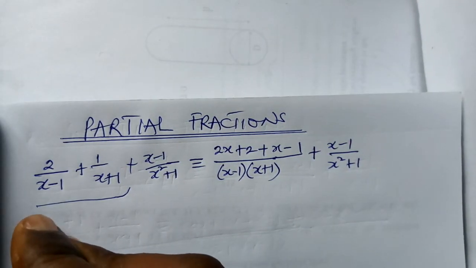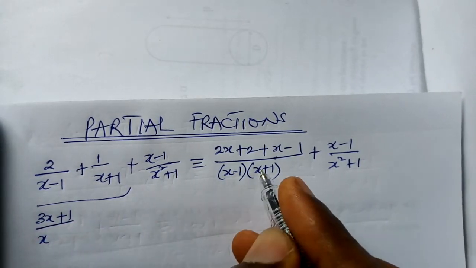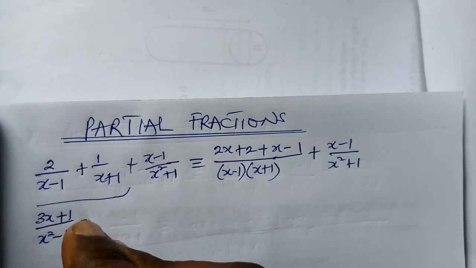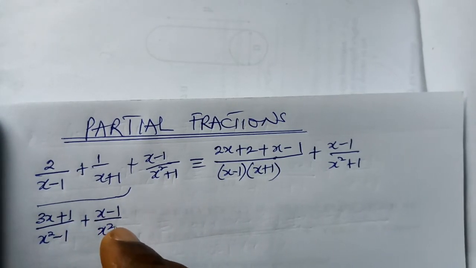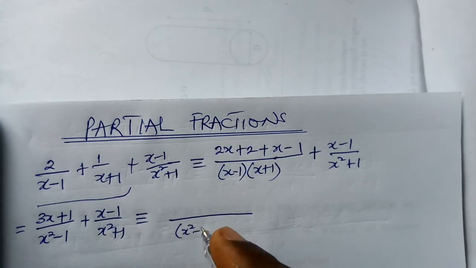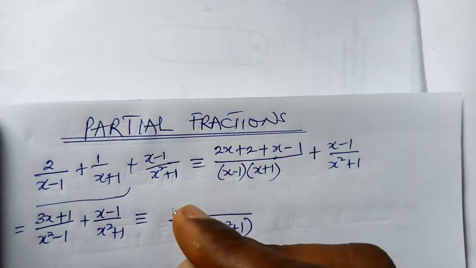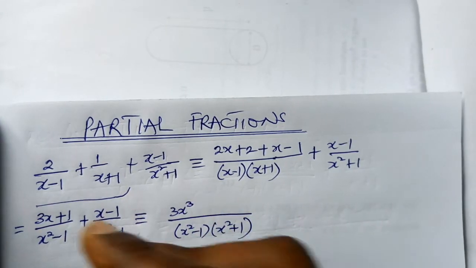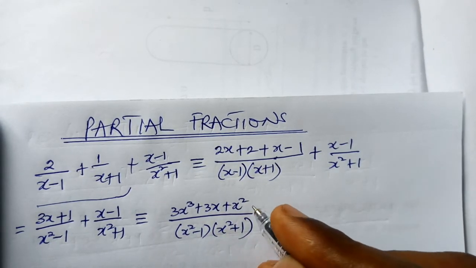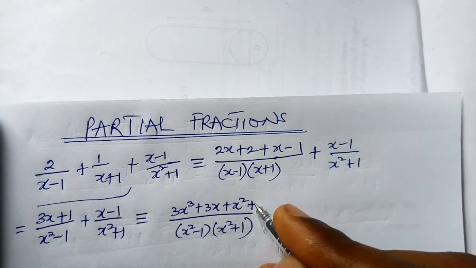So that we can now write it in this form: 3x plus 1 all over x squared minus 1, plus x minus 1 over x squared plus 1, which when taken further will give us (x squared minus 1)(x squared plus 1) as the denominator. You have 3x cubed plus 3x plus x squared plus 1.